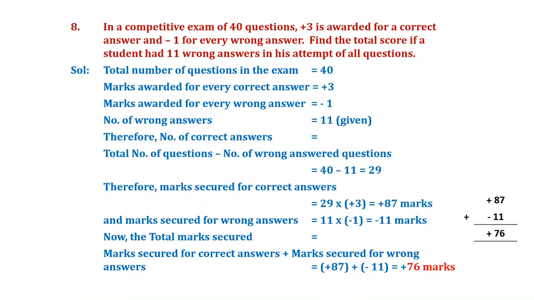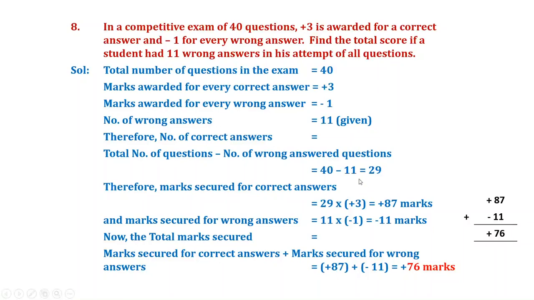Now first we have to find out the number of correct answers. To find out the number of correct answers, you have to subtract the number of wrong answers from the number of total questions. So total number of questions minus number of wrong answers is equal to 40 minus 11. This is 29. So he answered 29 correct answers and 11 wrong answers.